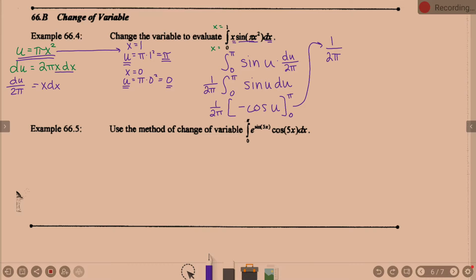If you did not change to 0 and pi, here's where you have to take your u and put pi x squared back in. And so then you'd be doing negative cosine of pi x squared from 0 to 1. The u sounds nicer to me. And I will say, you do see some multiple choice problems where they ask, okay, what is this when you use u substitution or something. So, okay, let's see. 1 over 2 pi, it's going to be the negative cosine of pi minus the negative cosine of 0.